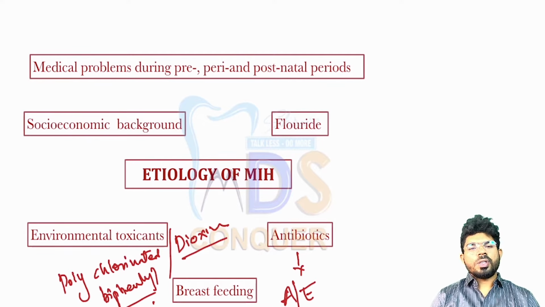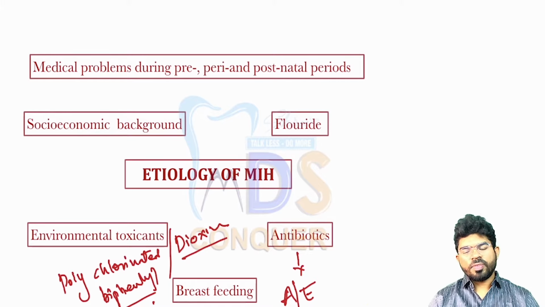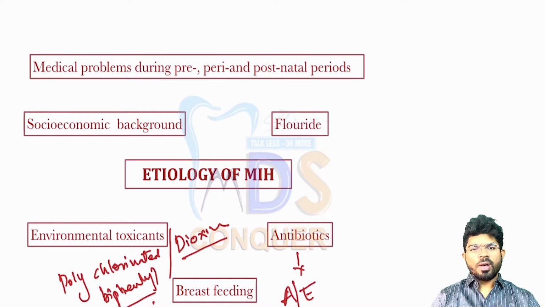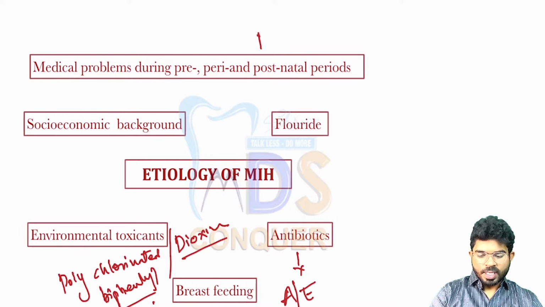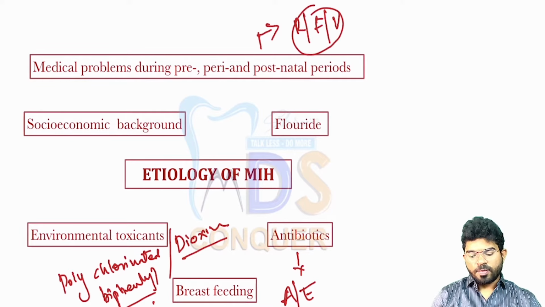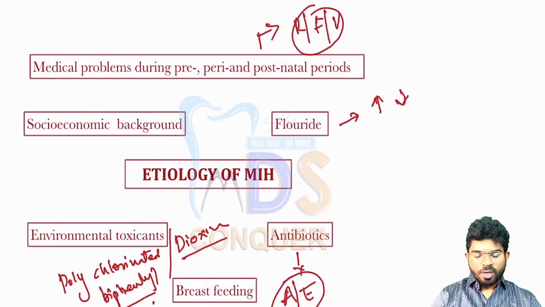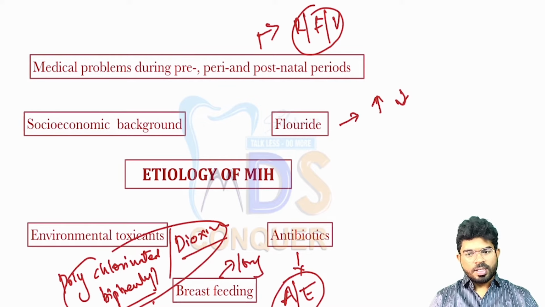Then comes the socioeconomic background. If the individual originates from a low socioeconomic status, because of lack of proper nutrition during the growth period, there are high chances of occurrence of MIH. So here you have to focus mainly on aspects related to respiratory illness, fever or viral infections as prenatal factors. As fluoride content increases, the chances of MIH decrease. You have 2 antibiotics and 2 environmental toxins, and of course prolonged breastfeeding, as the primary etiologies for occurrence of this particular abnormality.